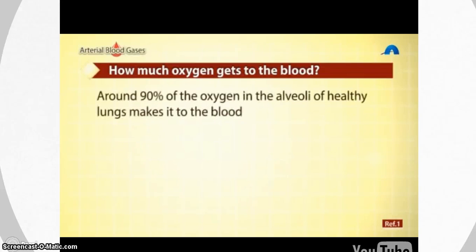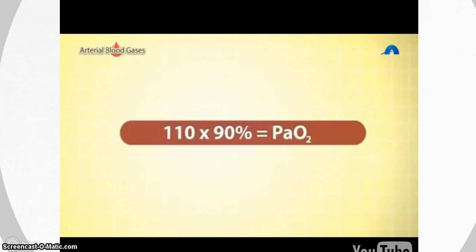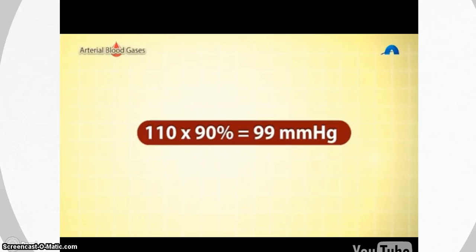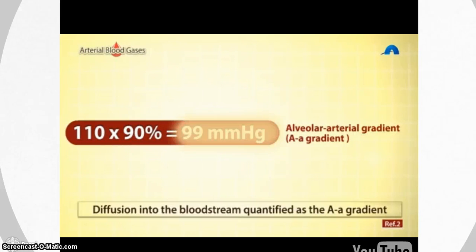Research has shown that about 90% of the oxygen in our alveoli makes it to the blood. So for the sake of neat mathematics, if the pressure of oxygen at sea level in the healthy alveoli is around 110 millimeters of mercury, the partial pressure of oxygen in the blood will be just under 100 millimeters of mercury, 90% of 110. And this is called the alveolar arterial gradient, or the AA gradient. It can be measured and provides a useful picture of the health of the lungs.